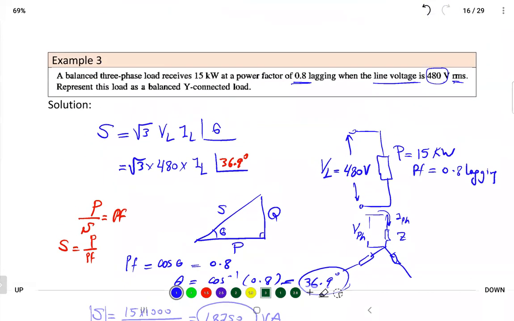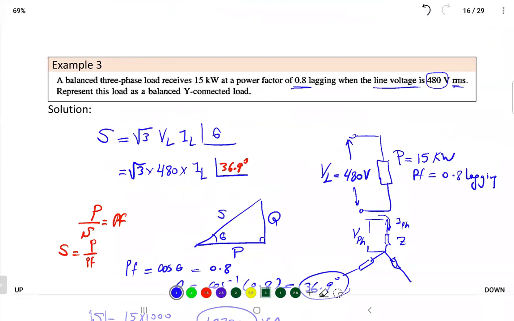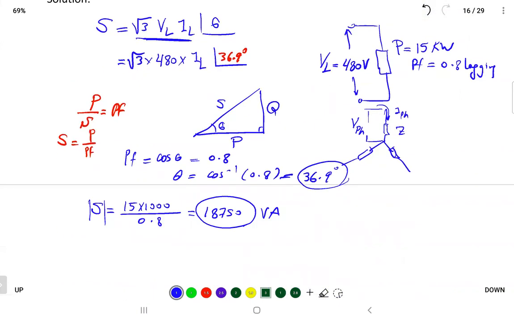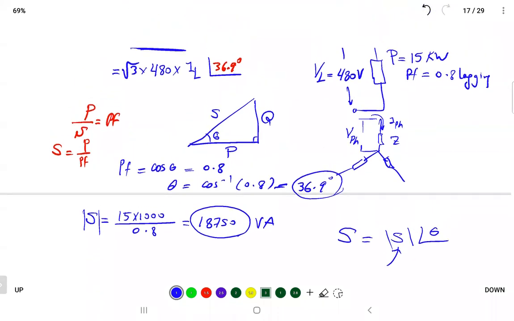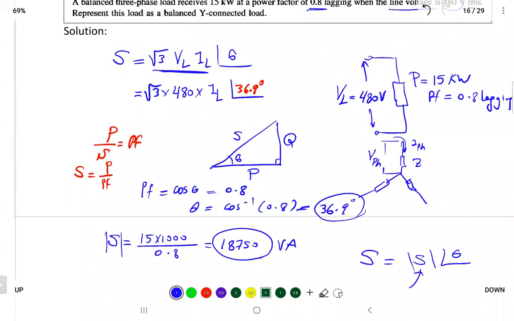You go back to the equation. Where is your S magnitude? This one. Because the complex power, when you write it as a vector, is equal to the S magnitude and angle. The difference between complex power and apparent power is just the angle. So I got the magnitude. I know this magnitude is equal to 18,750 volt-amps. So is it going to help me in something? Yes. It will help me to get what?